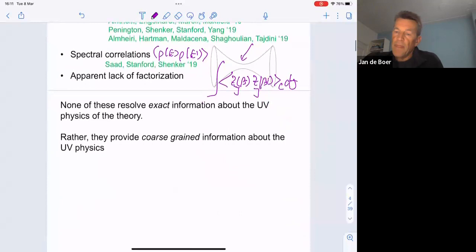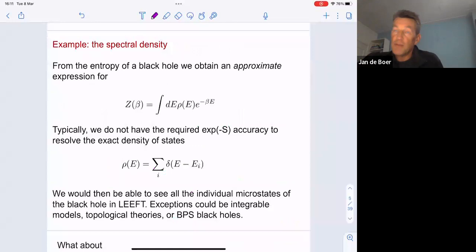This notion of coarse graining is perhaps better if we just think about the spectral density. Because, for example, if you do the first item that I mentioned, namely, suppose that we compute the entropy of a black hole semi-classically, then from that you get an approximate expression for the partition function of the theory as a function of the inverse temperature. And from that you can extract the density of states. However, the density of states that you extract from the black hole computation is not the exact density of states that the theory should have, which is a sum of delta functions.